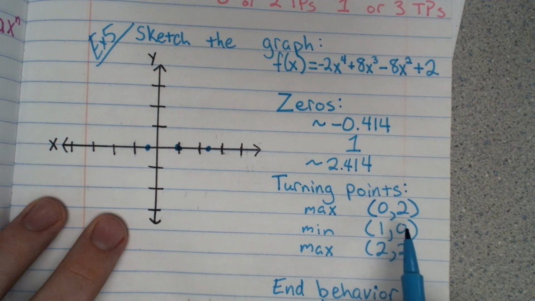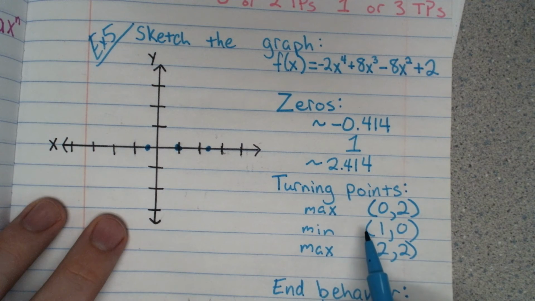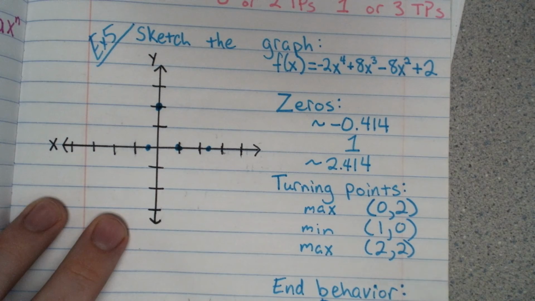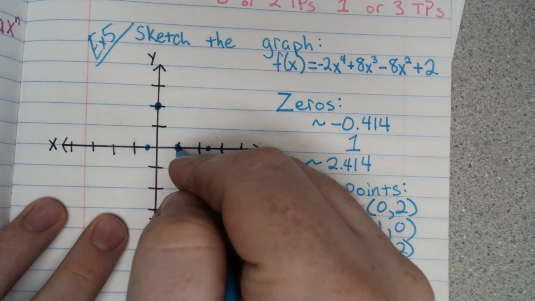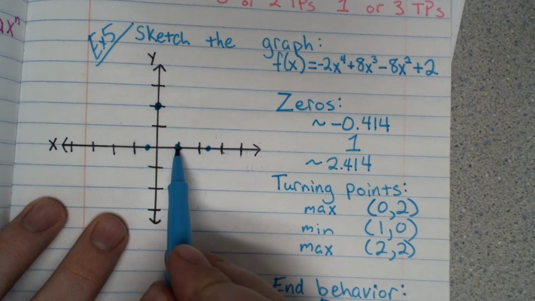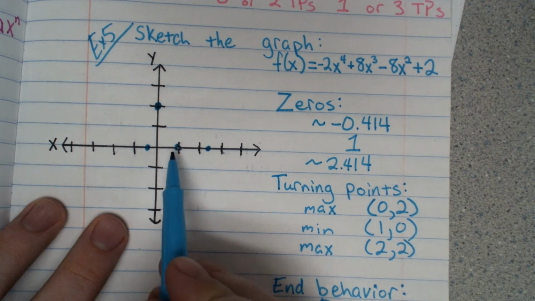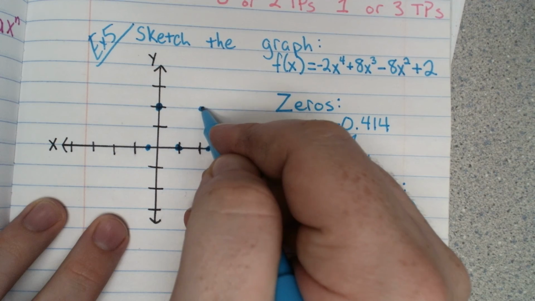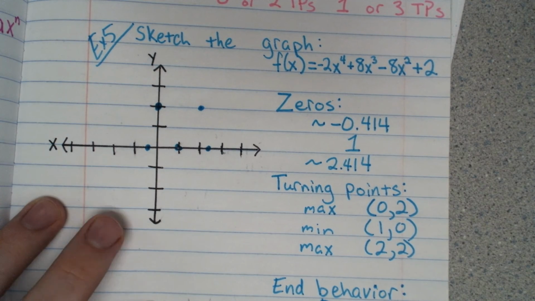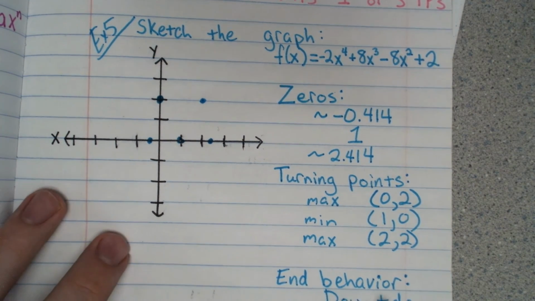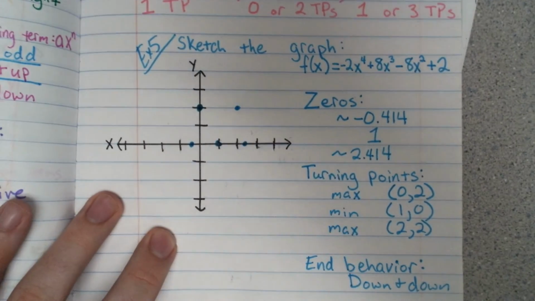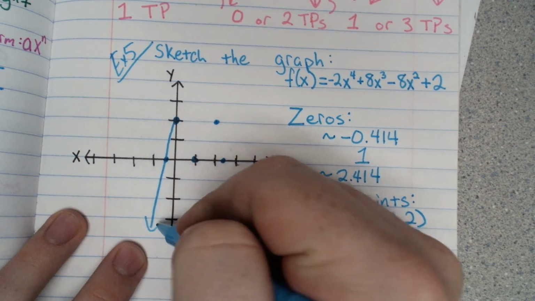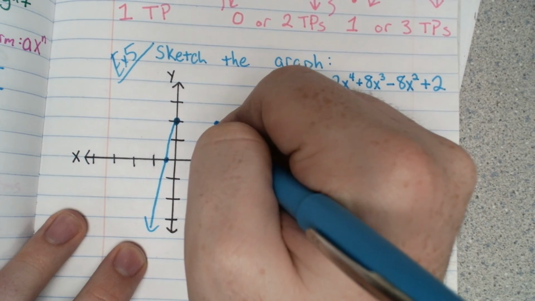Next, I can fill in my turning points. I know I have a relative maximum at (0, 2), a relative minimum at (1, 0). We'll just keep in mind that that's a minimum for later. And a relative maximum at (2, 2). And then finally, my end behavior is down, down. So I know that it should be going down to the far left and down to the far right.